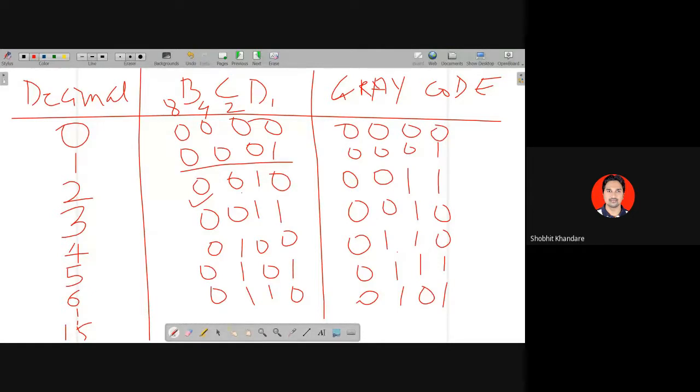Here we also have to see vice versa, that if the gray code is given, how do you get your BCD and how do you get your binary code? We have to see that too, because if I give you a gray code and ask which decimal number it belongs to, then to get the decimal number the first thing is we should know the binary code. So we have to understand how we convert gray code into binary code.